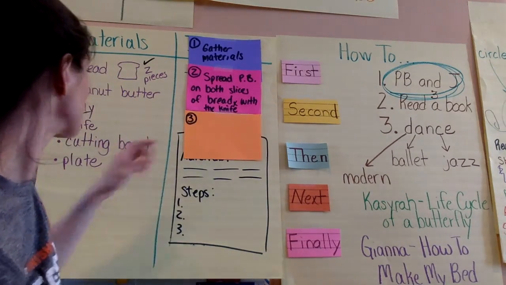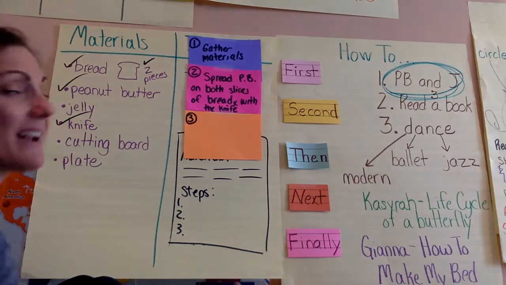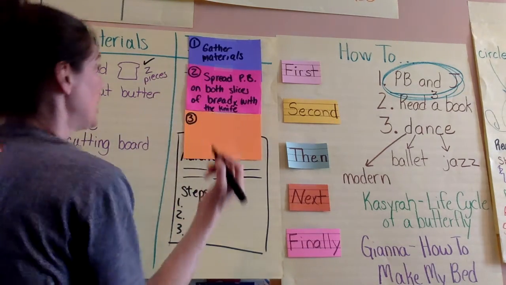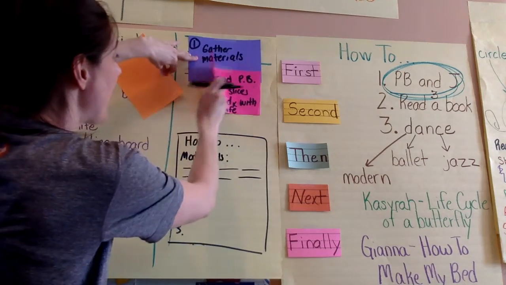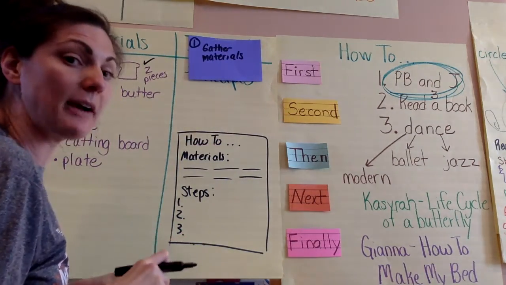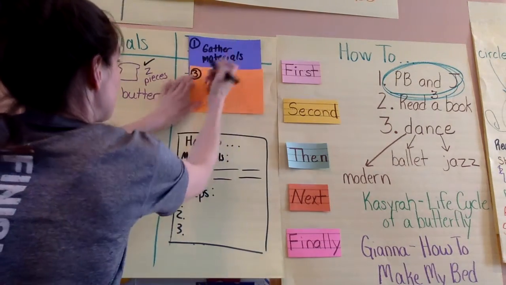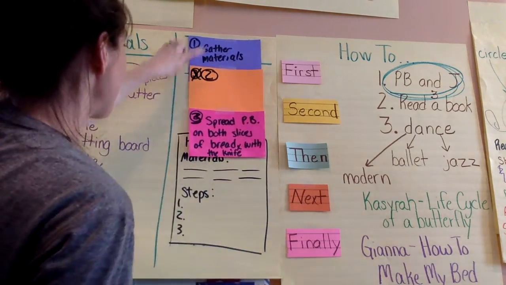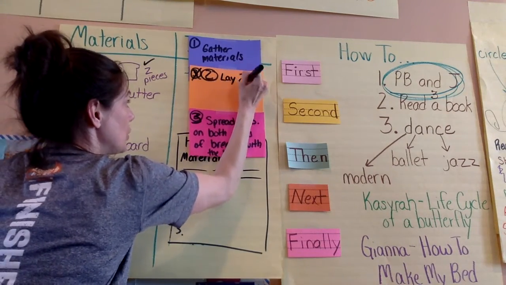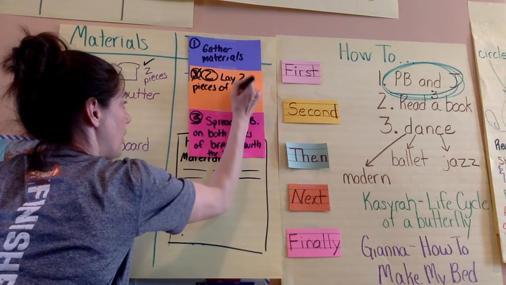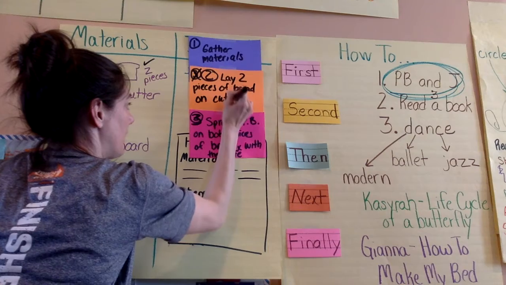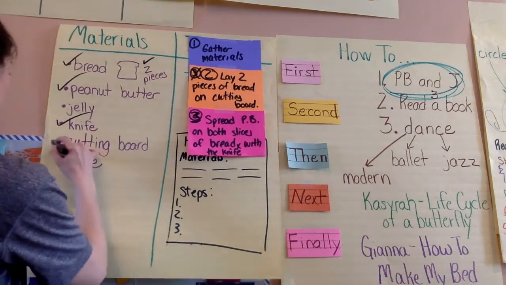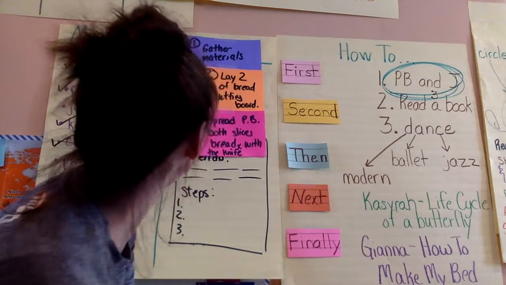And then, so my third step, I need to mention my cutting board, right? I didn't mention my cutting board yet. Oh, you know what I want to do? I want to switch something up here. And again, this is why I like to do this, because if I just sat down and started writing, I would have to erase a bunch right now and go back, because I'm thinking that this should be step 2 and this should be step 3, right? Gather materials. I'm going to put lay 2 pieces of bread on cutting board. Okay, so there. Now I have my cutting board. Forgot about that.